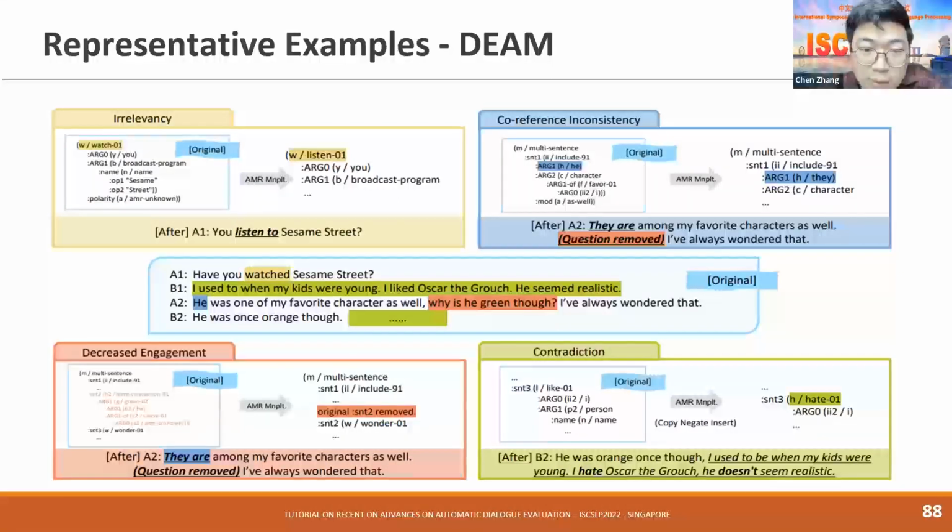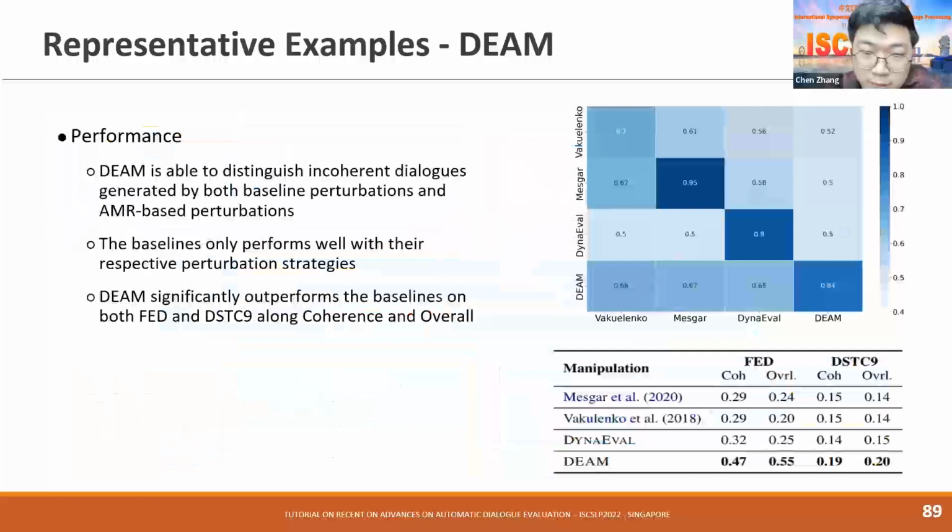So for example, after parsing "Have you watched Sesame Street" into the AMR representation, we have the node "watch", then they perturb this node to "listen". So it changes the graph structure. Then they generate this perturbed AMR structure back into text form, and it becomes "you listen to Sesame Street." So it's still a kind of adversarial sample, after we change "Have you watched Sesame Street" to "you listen to Sesame Street." Basically, that's a more advanced way of perturbing the text.